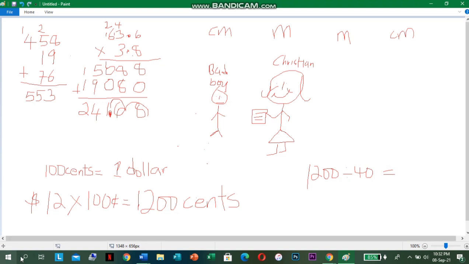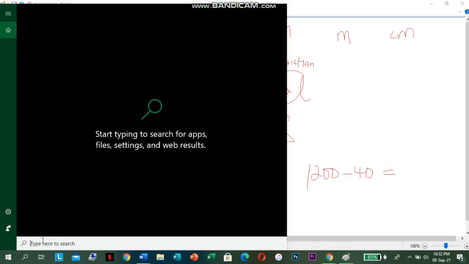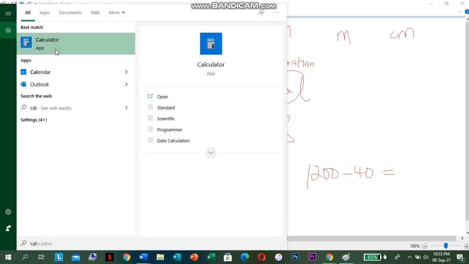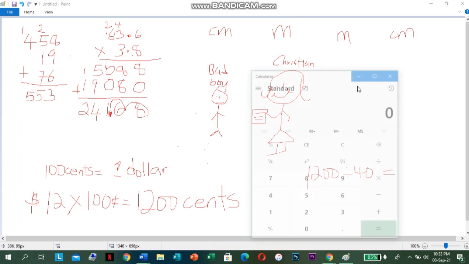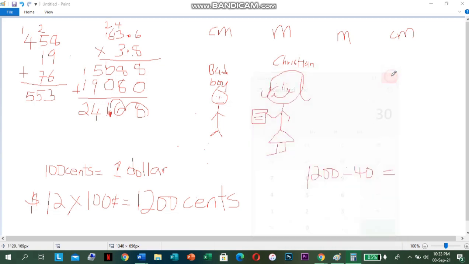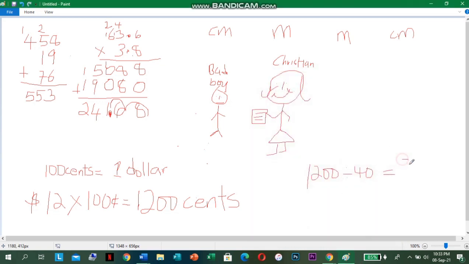Beautiful. So when we divide 1,200 divided by 40, we get 30. All right, good. So we can buy 30 mangoes.